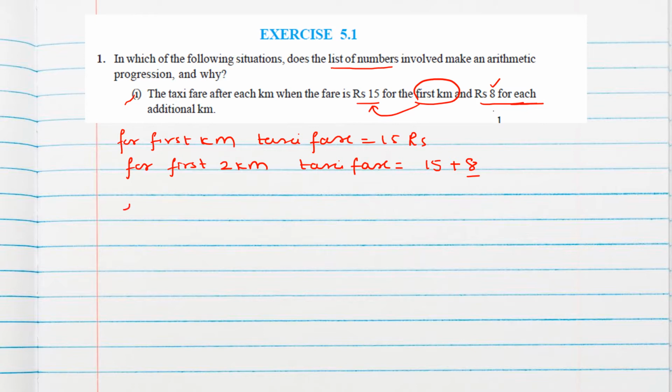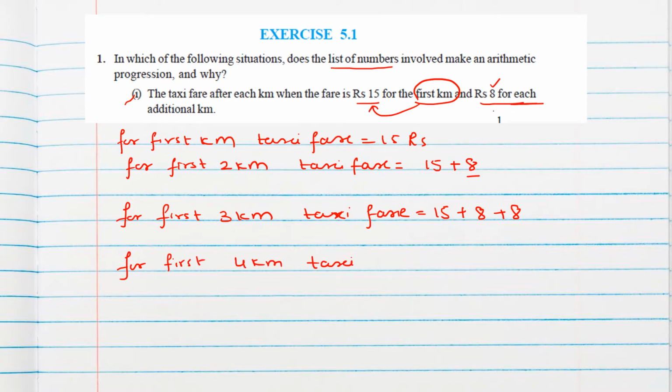Then for the first 3 kilometers taxi fare will be 15 for the first kilometer, for the second kilometer 8, for the third kilometer 8. Okay, likewise we can find for the first 4 kilometers: 15 plus 8, for the third one 8, then for the fourth one 8.